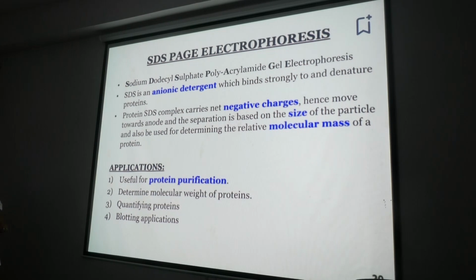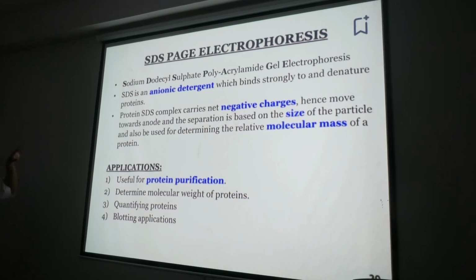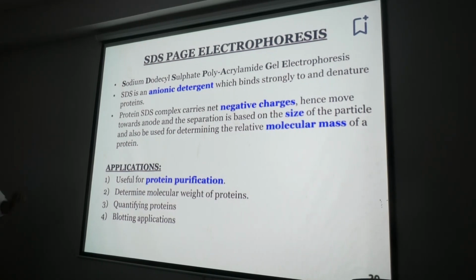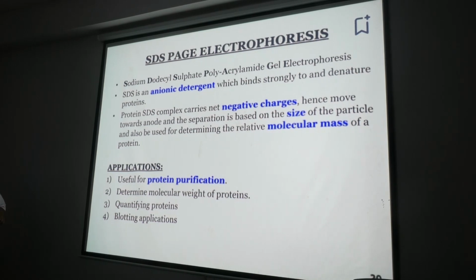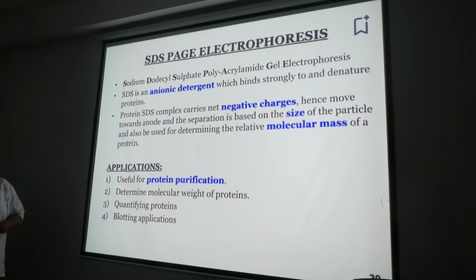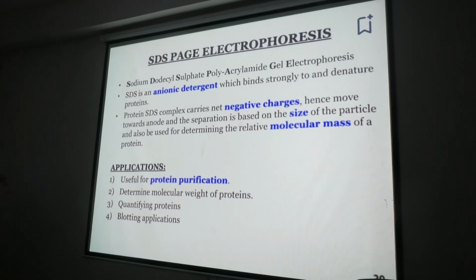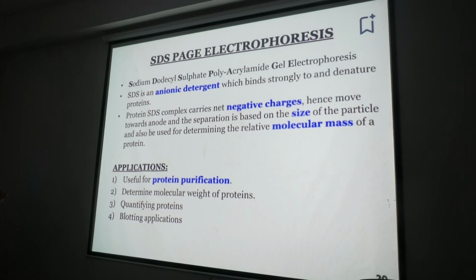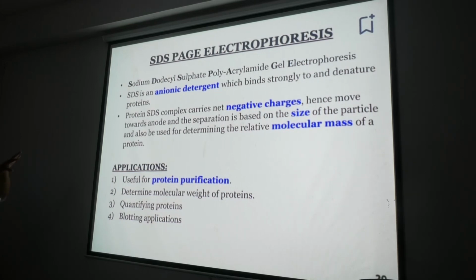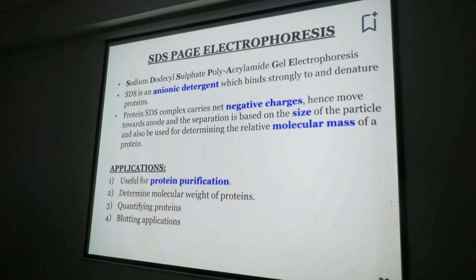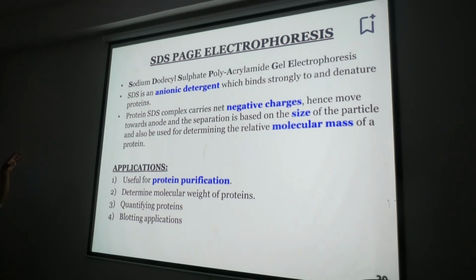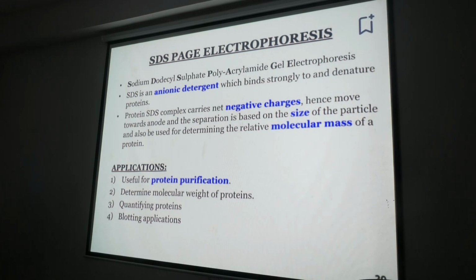This is SDS-PAGE electrophoresis. SDS means sodium dodecyl sulfate polyacrylamide gel electrophoresis. It is an anionic detergent which binds strongly to and denatures the protein. The protein-SDS complex carries a net negative charge and hence moves towards the anode, and the separation is based on the size of the particle.